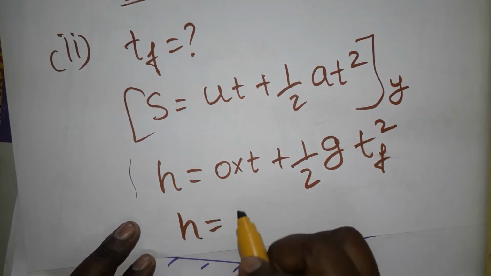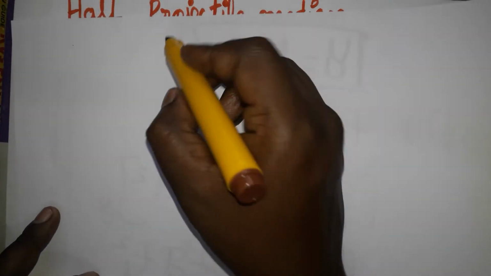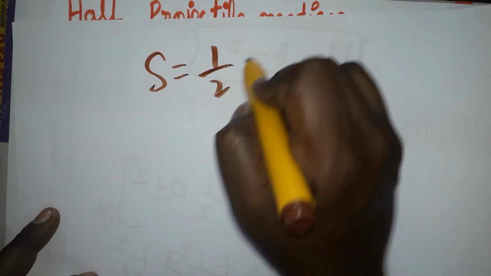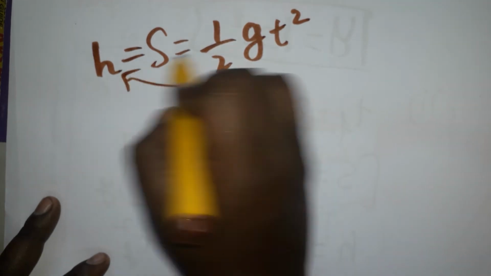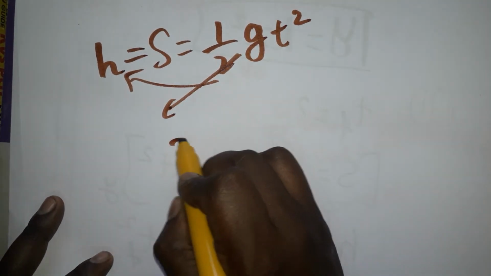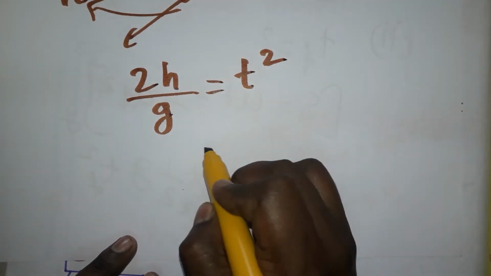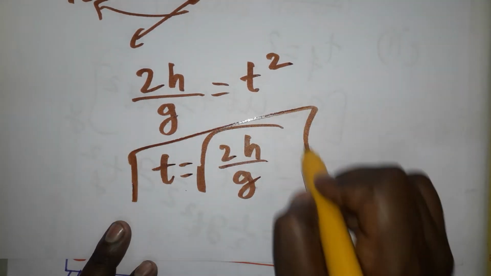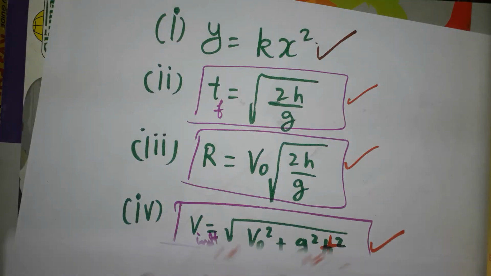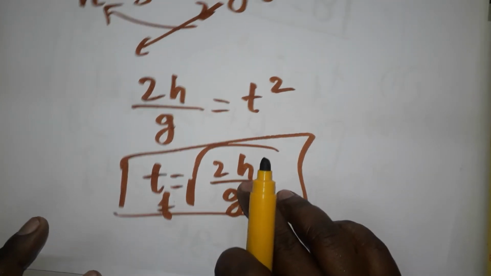So h is equal to half g t square. So we will get s is equal to half g t square, where s is going to be height. So I am bringing 2 here, and g as the denominator. So 2h divided by g is equal to t square. Taking the square root, t is equal to root of 2h divided by g. It's going to be the maximum time of flight of the object. The second equation we got, time of flight, root of 2h divided by g.